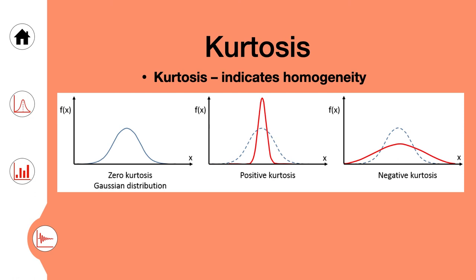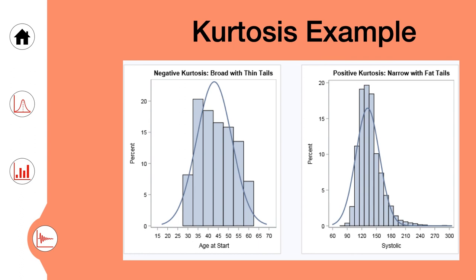And on the far left, you see the negative kurtosis. So there is a lack of homogeneity between your participants. If you measure the glucose of people in your sample, you'd expect a Gaussian distribution, a normal bell curve. If everyone is giving you a different reading, you will have a negative kurtosis. There's heterogeneity, and so the curve will start to flatten down.